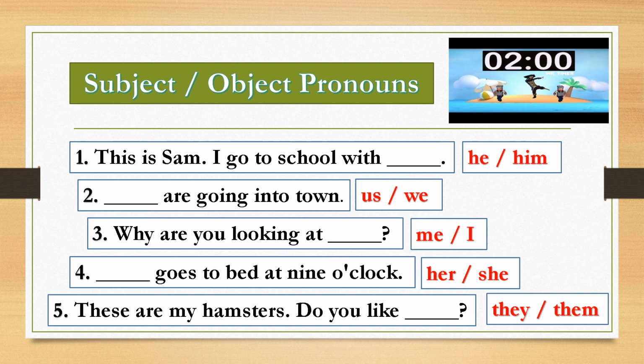Time is up. Let's check your answers. If you have your red pens with you, you can use a red pen in checking your answers. Ready? For number 1, your answer is, I'll read for you. This is Sam. I go to school with him. I go to school with him. For number 2, we are going into town. Number 3, why are you looking at me? For number 4, she goes to bed at 9 o'clock. And for the last number, these are my hamsters. Do you like them?